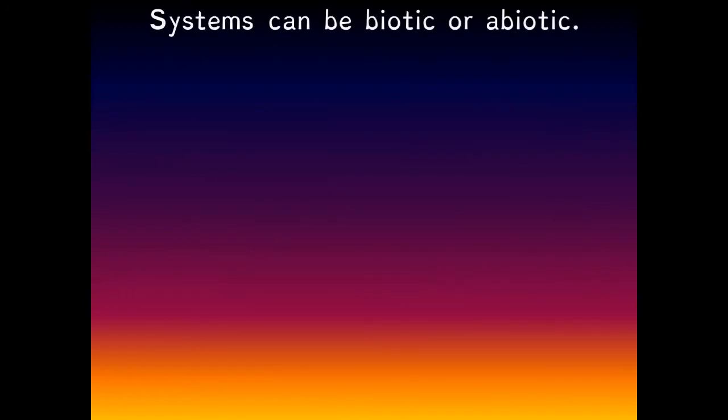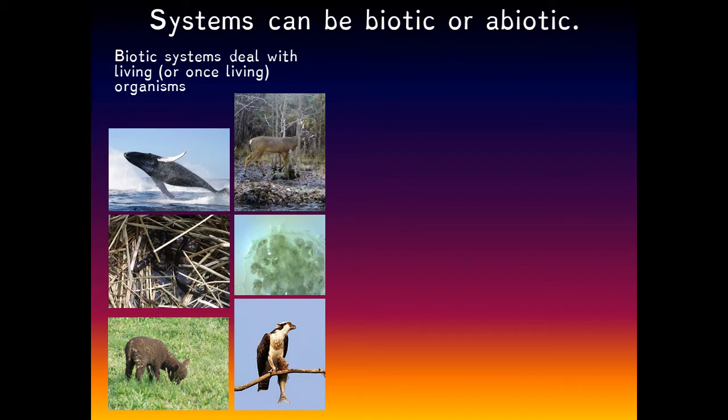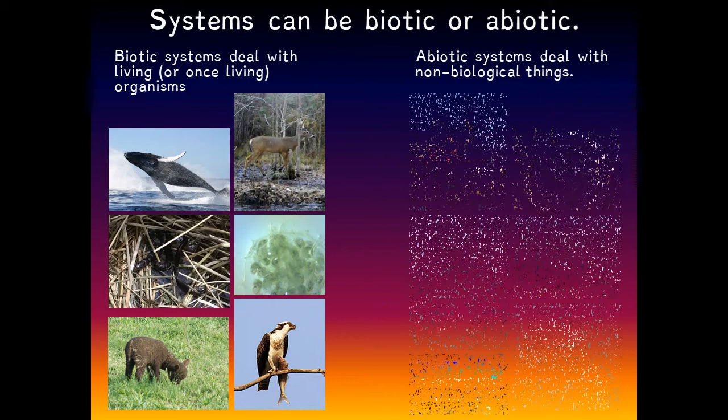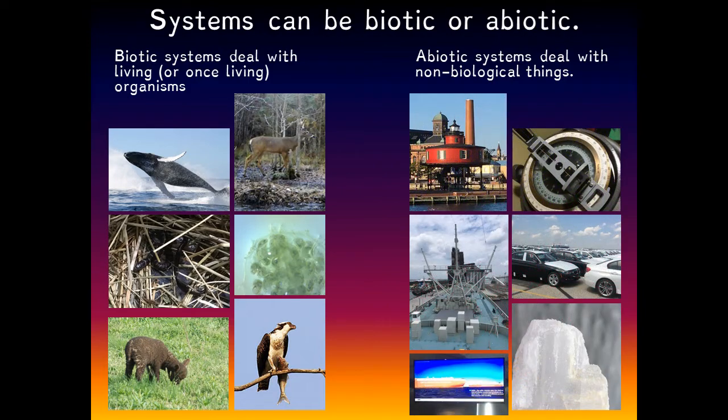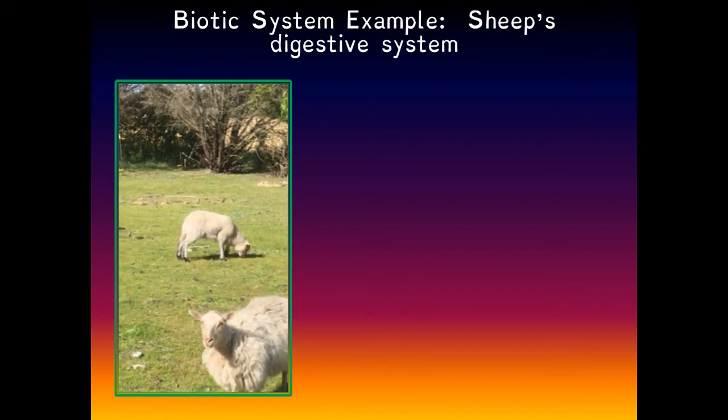Systems can be biotic or abiotic. Biotic systems deal with living or once living organisms. Abiotic systems deal with non-biological things. Let me show you an example for a biotic system. In this case, we're going to look at a sheep's digestive system.